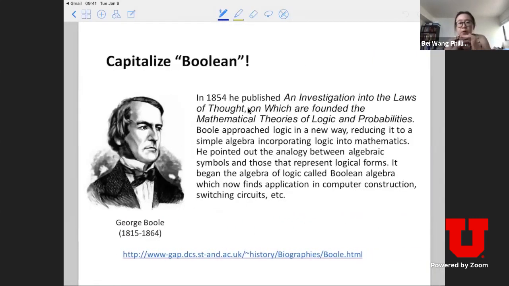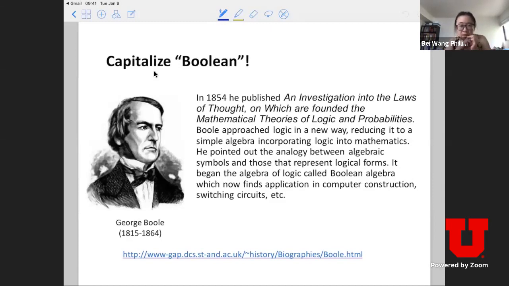All right, so the word Boolean actually comes from someone whose last name is Boole. In 1854, he published a book called An Investigation into the Laws of Thought, on which are founded the mathematical theory of logic and probabilities. So he approached the topic of logic in a new way, reduced it to a simple algebra, incorporating logic into mathematics. And he pointed out the connection between algebraic symbols and those that represent logic forms.